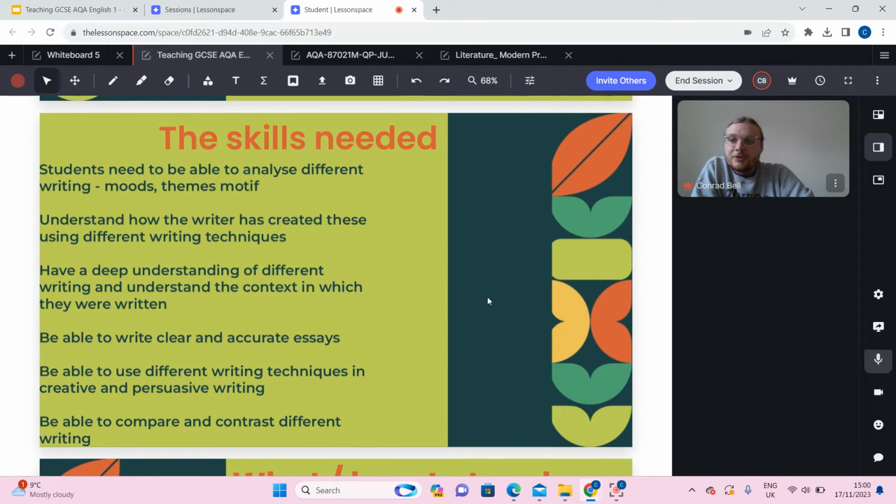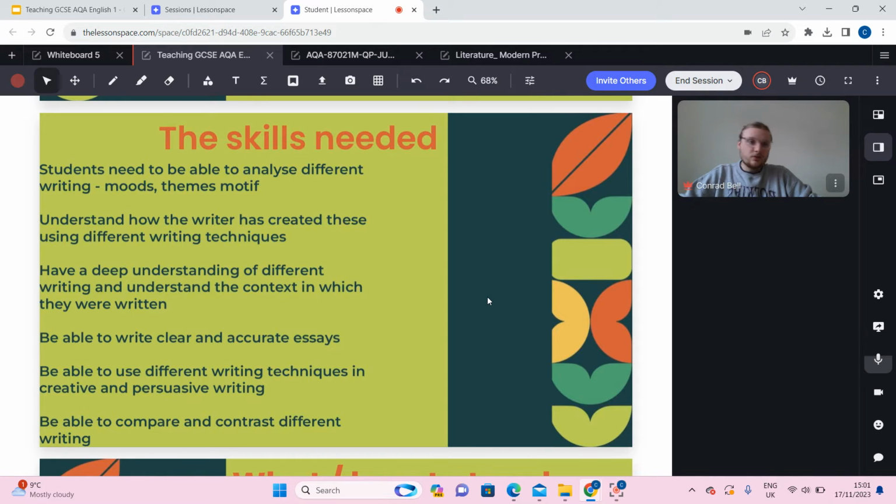Okay, the skills that are needed. So students will need to be able to analyze different writing moods, themes, and motives. They need to be able to look at a piece of text and understand the feeling being created, what theme is being used, know the different themes in the books, and how the writer is trying to make the reader feel.